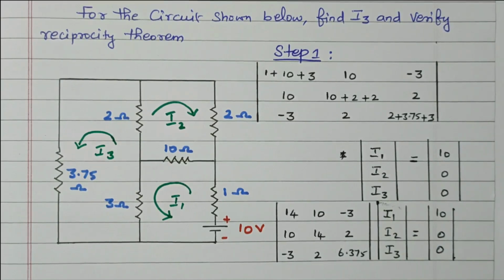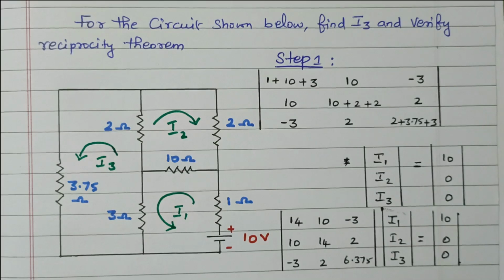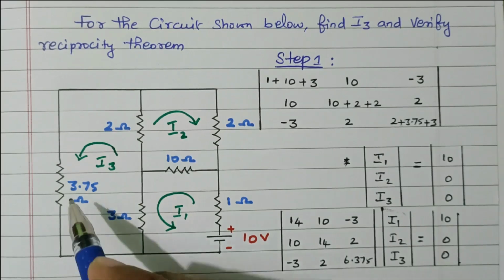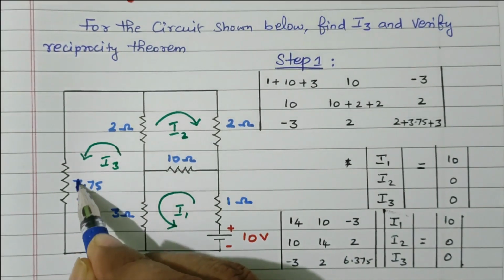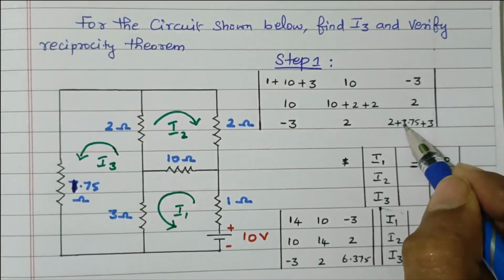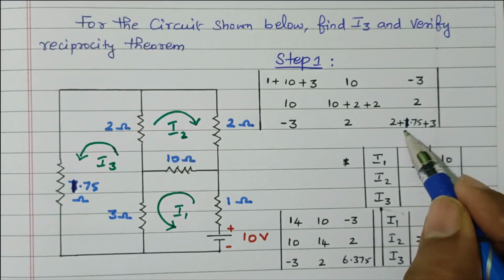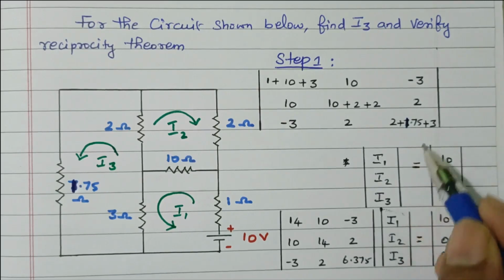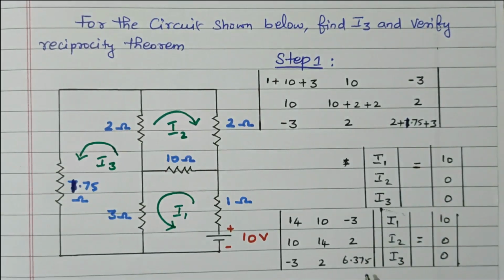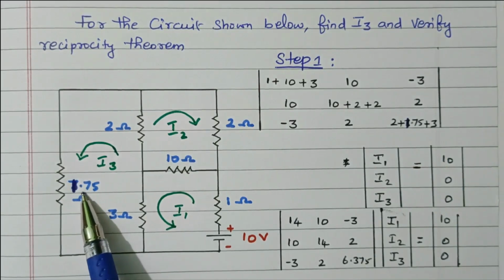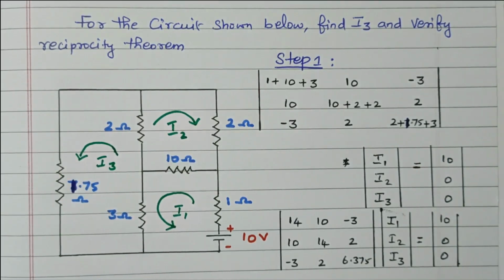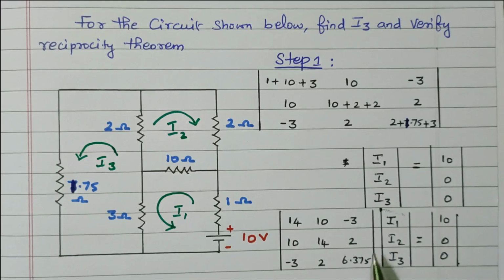6.375. So there is a small correction here. This is 1.75, this is not 3.75. This is 1.375. So 1.75 plus 2 is 3.75, plus 3, 6.375. Right? So this is 1.75 ohm, not 3.75 ohm. So this value is correct, 6.375 by adding this. Now we got this value.